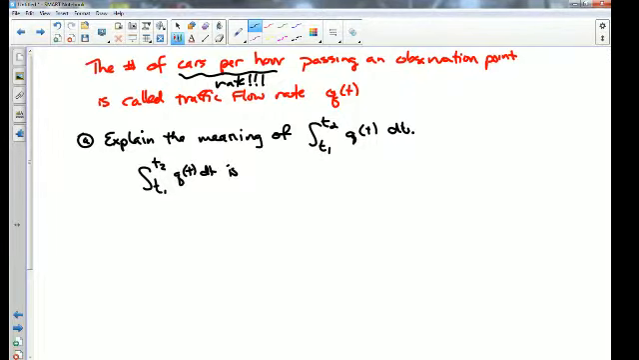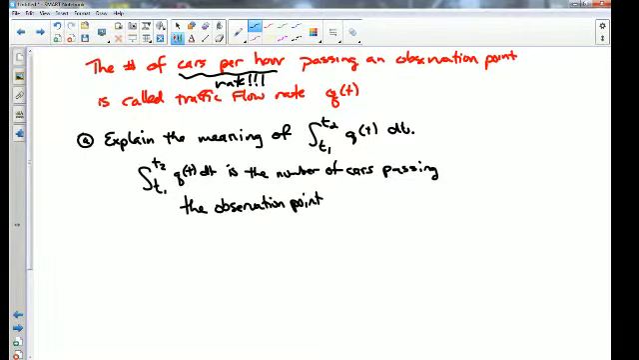is the amount of cars that pass during that time period. The number of cars passing, what's it passing? That's the observation point. During the time period. What time period? From t1 to t2, or on the interval t1, t2. Lots of ways to write it.